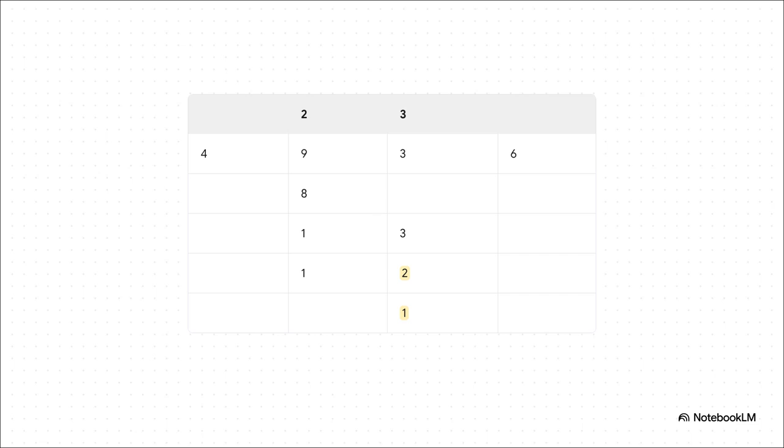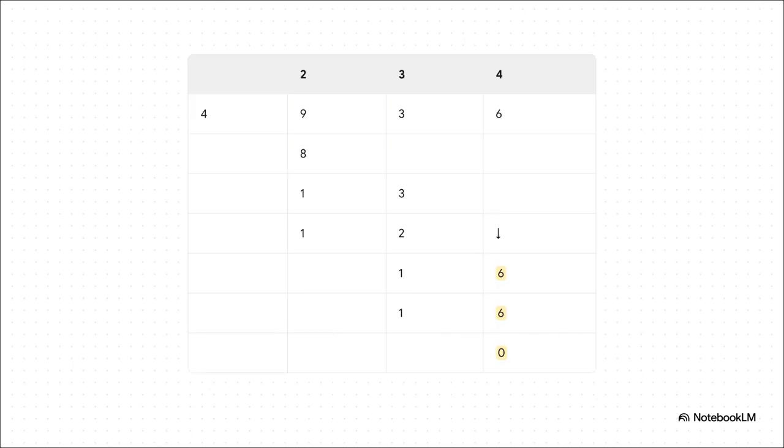So, divide. How many 4s are in 13? 3. That 3 goes up top in our answer. Multiply. 3 times 4 is 12. Subtract. 13 minus 12 leaves us with 1. And now we have a new remainder. See the pattern? All right, time for the final round.